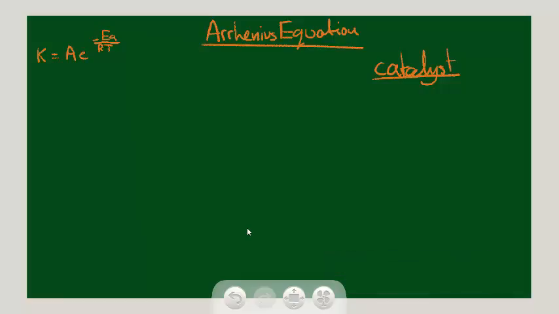Okay, so for the Arrhenius equation, as the temperature increases, the rate constant is likely to increase as well. This is due to the fact that there will be an increase in the average kinetic energy of the particles within the reaction, increasing the strength and velocity of the collisions, leading to stronger and more frequent collisions, and thus a faster rate of reaction.